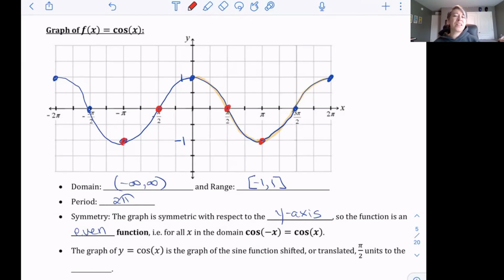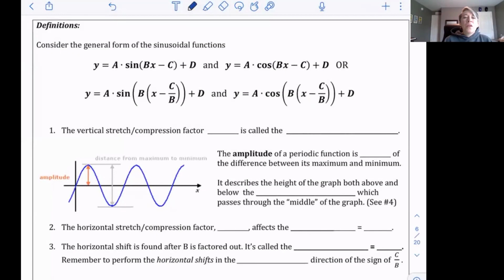You may also notice that this looks similar to our sine graph. It just looks like it's been shifted over. You're right. The graph of cosine x is the same as the sine function shifted, or translated, pi over 2 units to the left. Now we want to take a look at trigonometric functions with transformations.